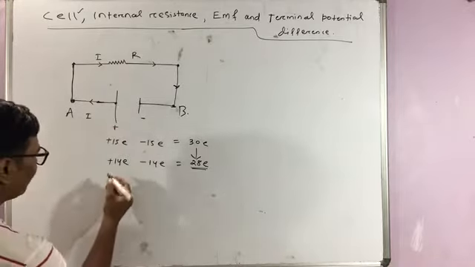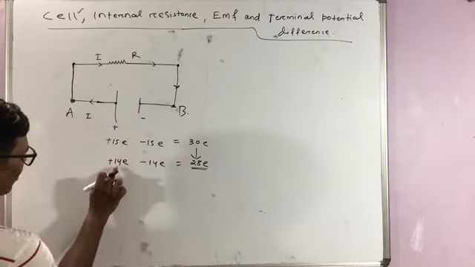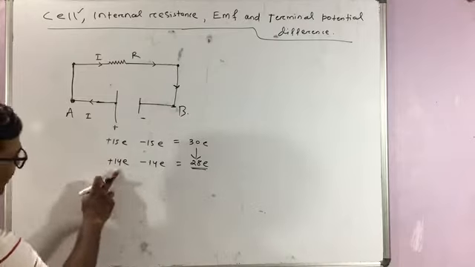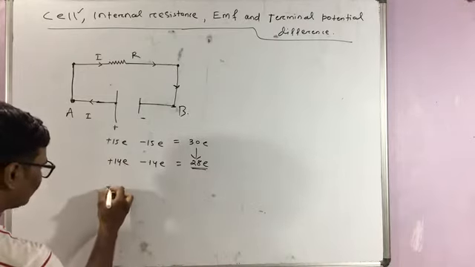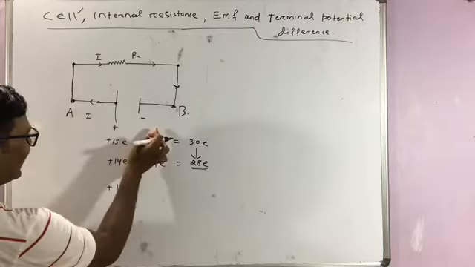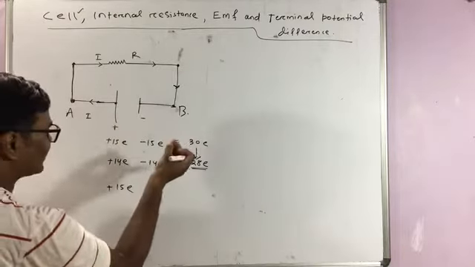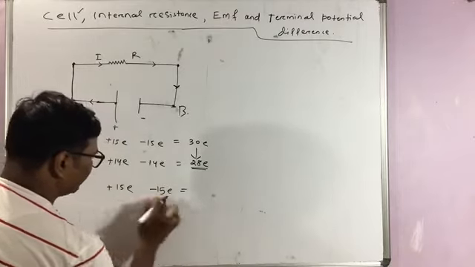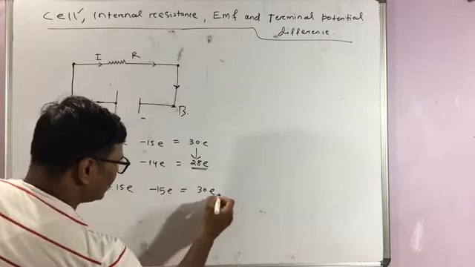So now what will happen? Earlier this end was 15e, now it is 14e. If it loses one electron, it gains one positive charge, so it will again be plus 15e. The other end, as it accepts one electron again, will be minus 15e again, and the difference in charge is now 30e.